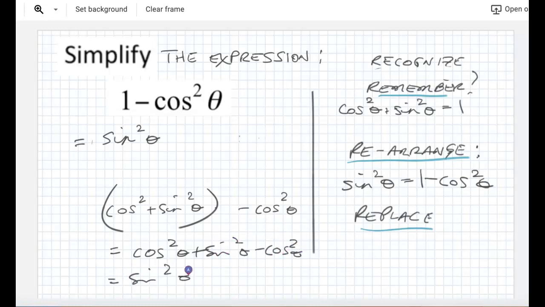Okay, so that is one example of just a straight ahead simplify, and that's where I'm going to finish. You have to put in the memory work, and then what are you going to do? You're going to have to recognize, remember, see if there's some algebra that you can mess with, and that is called simplifying identities. All right, stay tuned for part 2.